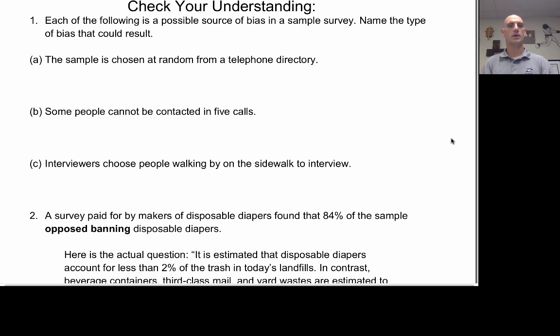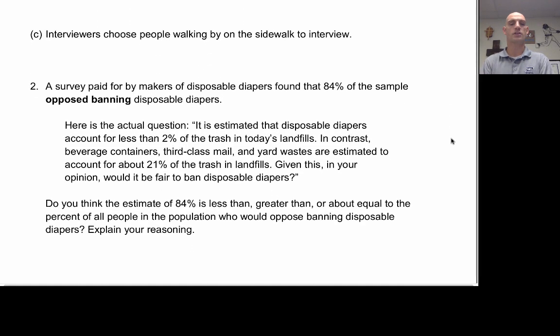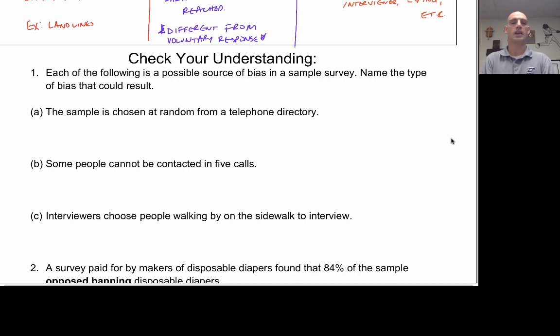Each of the following is a possible source of bias in a sample survey. Name the type of bias that could result. I want you to work on this, and you're going to answer these questions, and I'm going to look at those. We're going to discuss them next time.